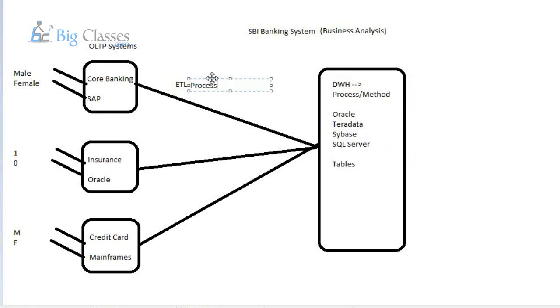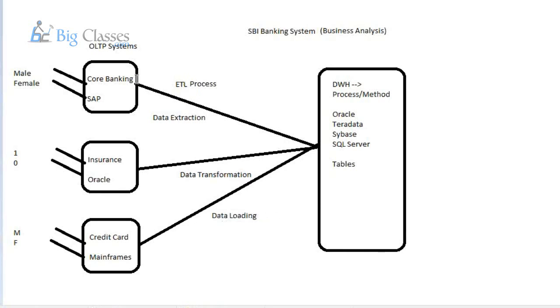So when I say ETL process, you extract the data that is present in different OLTP systems, which is called data extraction. You transform the data into a homogeneous format, which is called data transformation, and you load the data into a very big database, which is called a data warehouse.